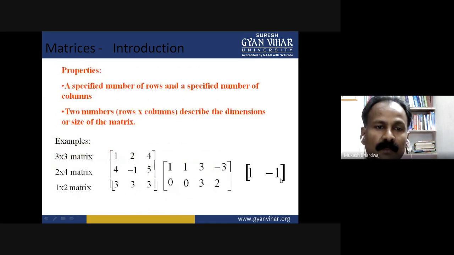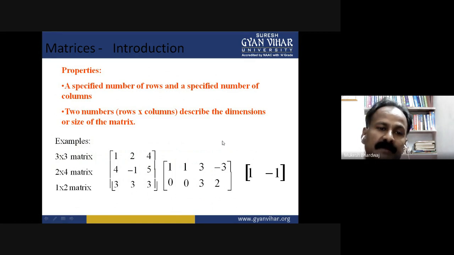Now, properties: a specified number of rows and a specified number of columns. Two numbers, that is row into column, describe the dimension or the size of the matrix. Basically, you may also call it the order of the matrix instead of dimension or size of the matrix.